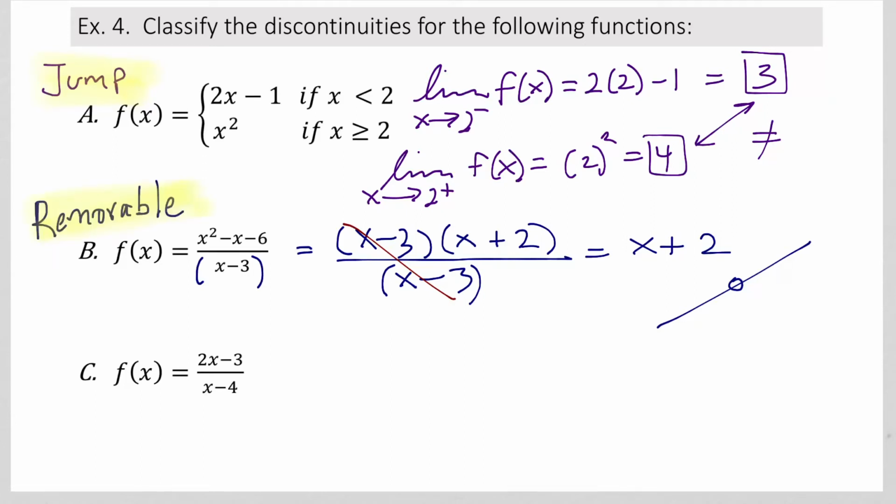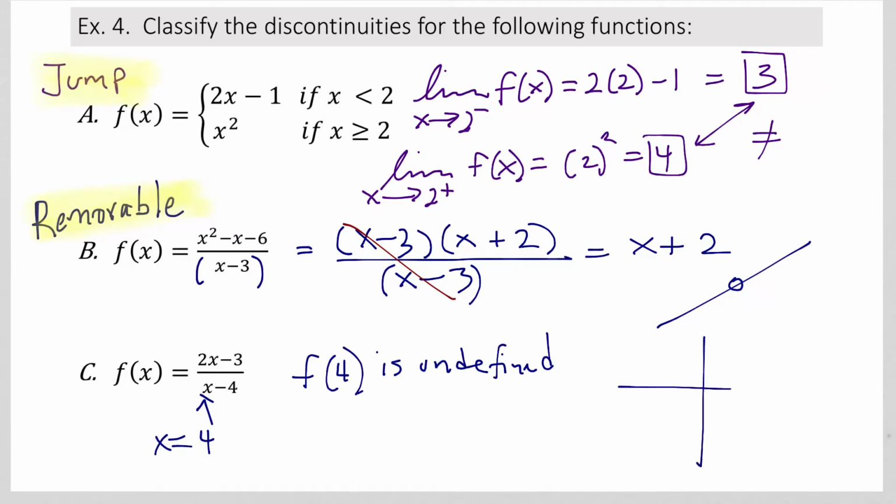The last one here is a rational function because it's a ratio of two polynomials. And we can see that if we put 4 in for x, if x is equal to 4, then we have the condition where f of 4 is undefined. Okay, so now we know, since this is a rational function, that this is going to be a vertical asymptote, which is going to occur at x is equal to 4.